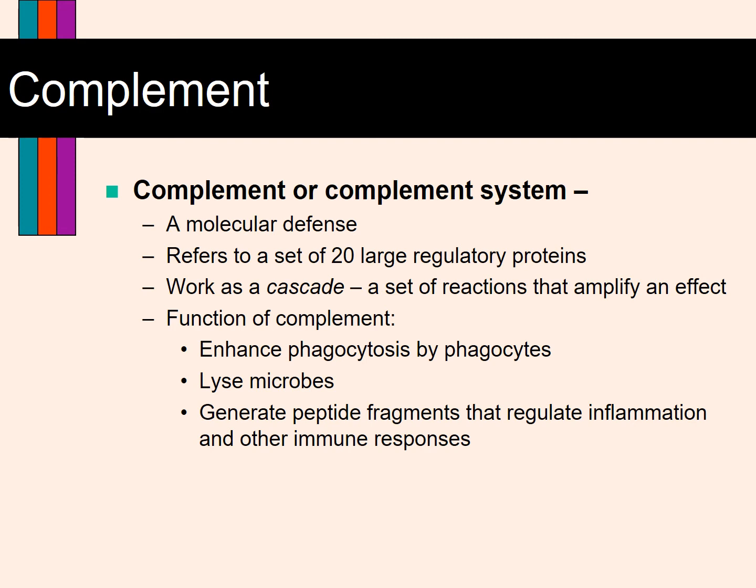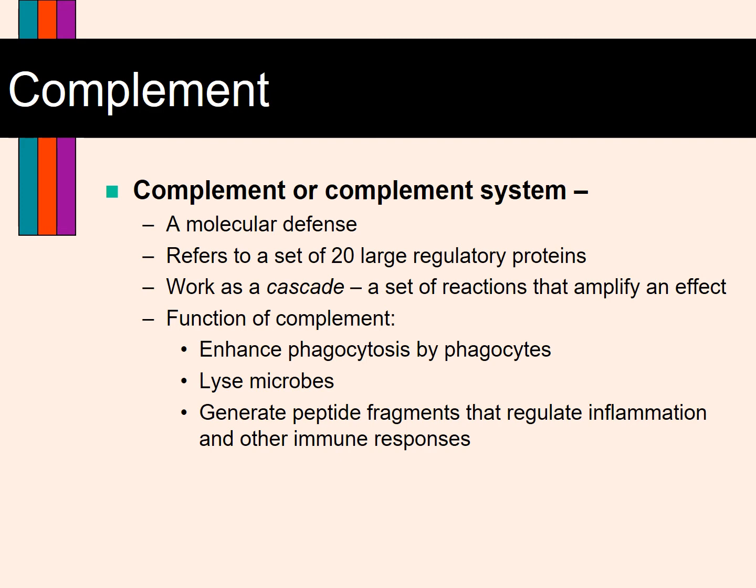What that means is that when the first complement protein is activated, it will activate 5 of the next complement protein in the pathway. And then each one of those 5 complement proteins is going to activate 5 of the next complement protein in the pathway. So you go from 1 to 5 to 25 complement proteins being activated. That's the function of a cascade. It's a set of reactions in which the effect is amplified with each step.